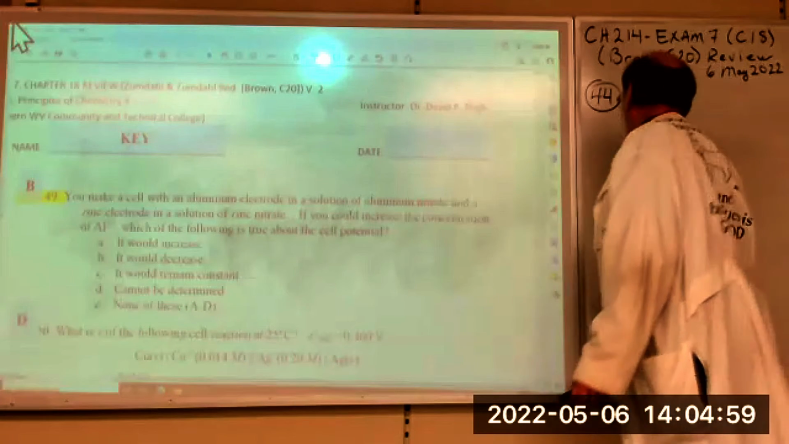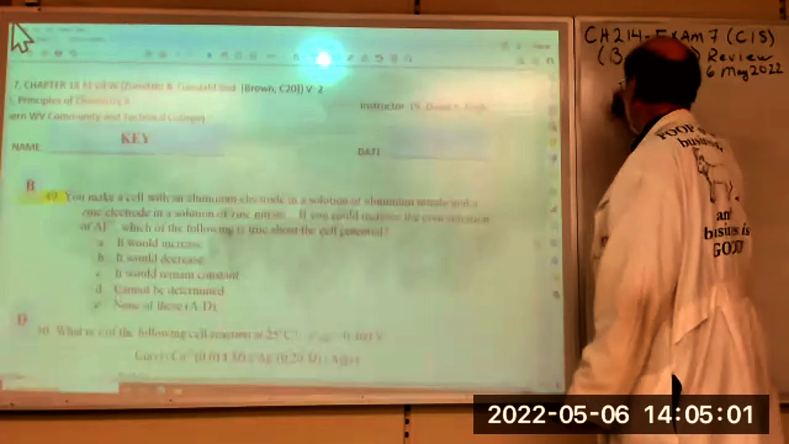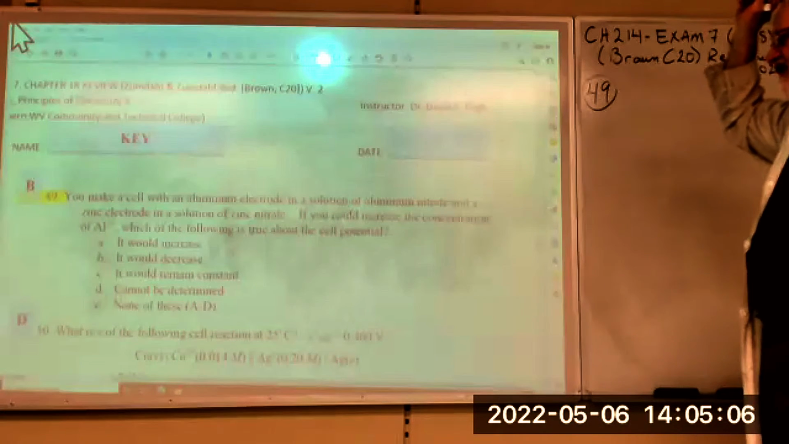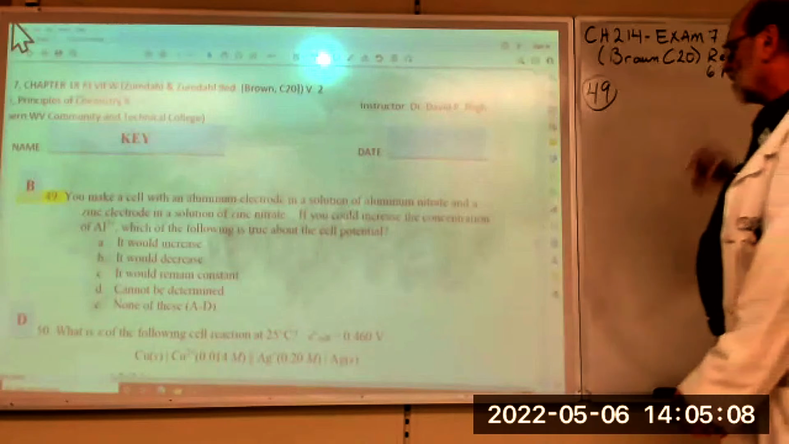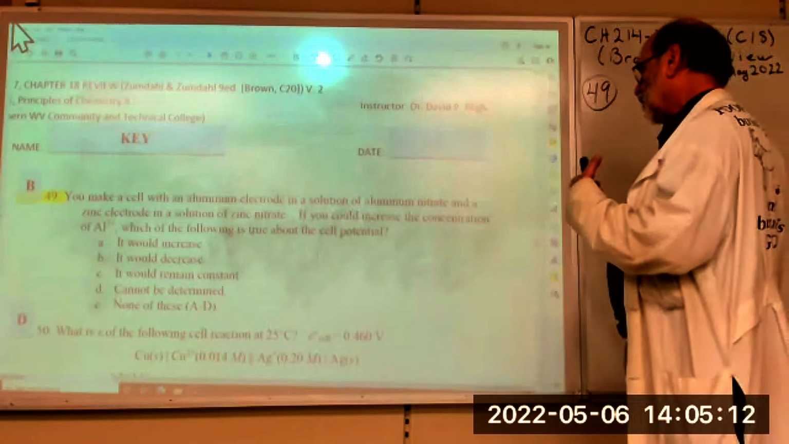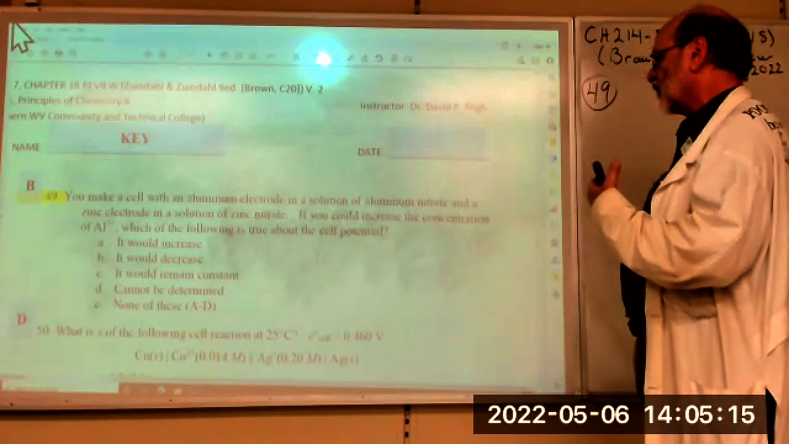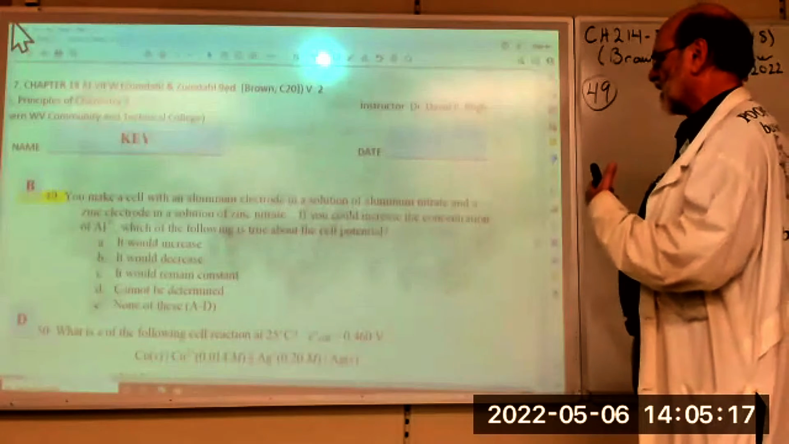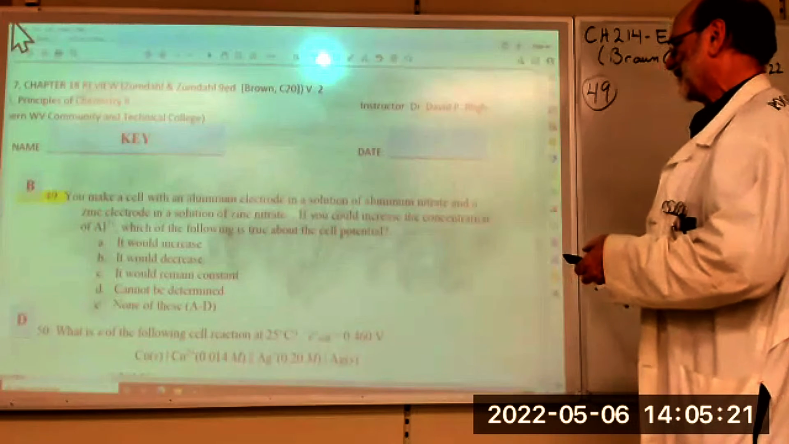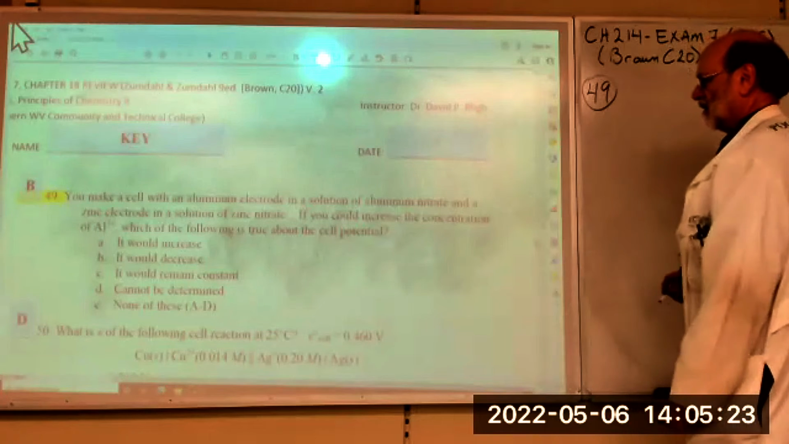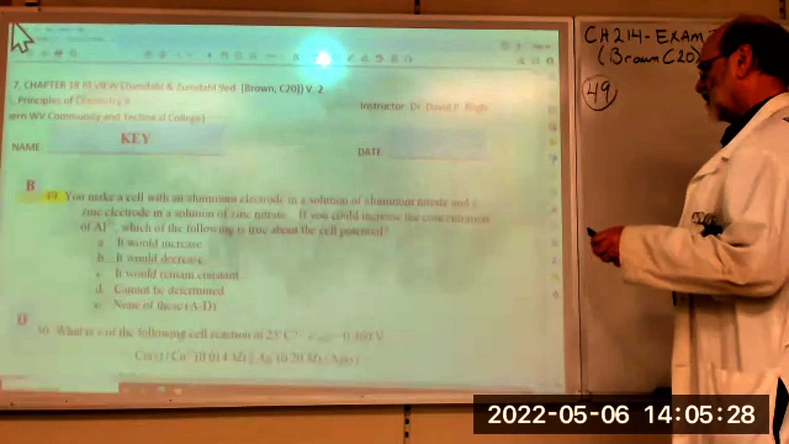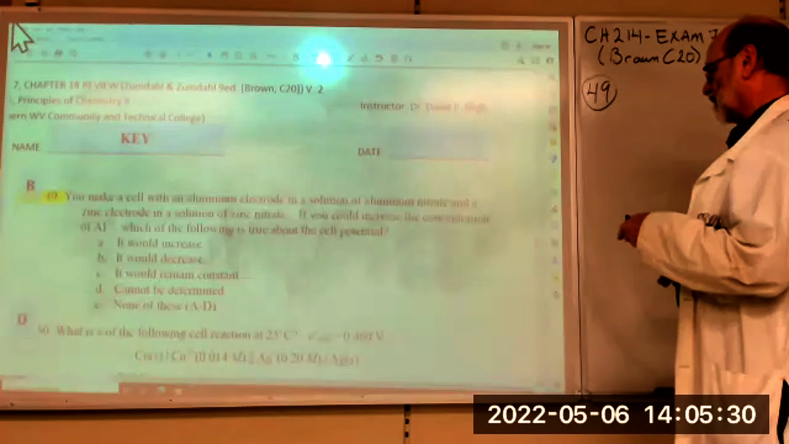49. You make a cell with an aluminum electrode in a solution of aluminum nitrate and a zinc electrode in zinc nitrate. If you could increase the concentration of aluminum 3+, which of the following is true about the cell potential? Okay. Let me draw a picture here. Aluminum electrode in aluminum nitrate and zinc in zinc nitrate.